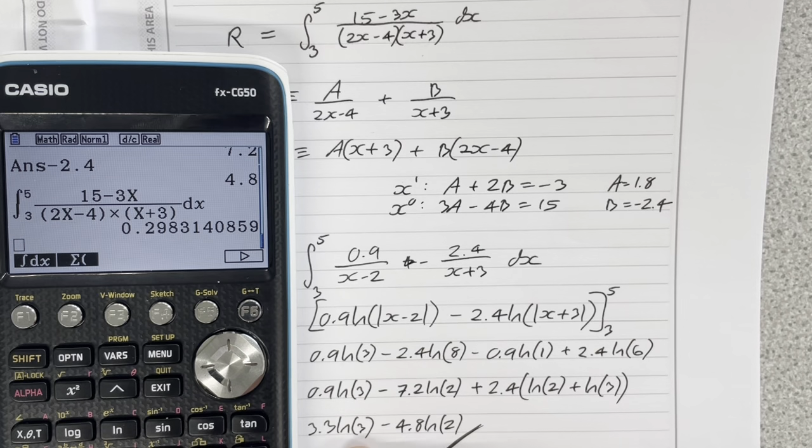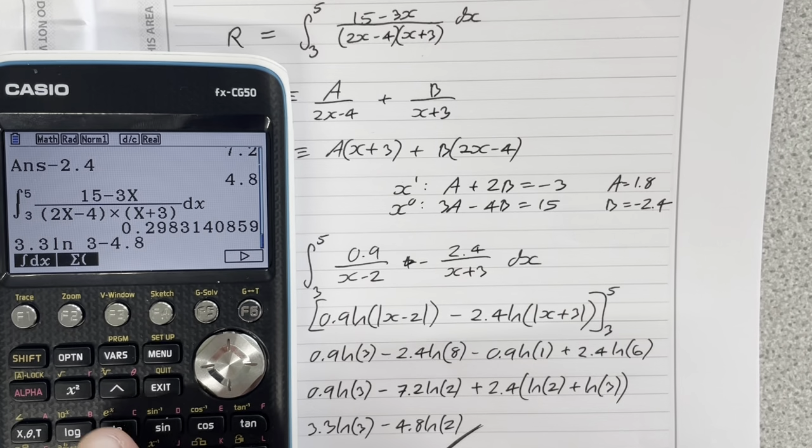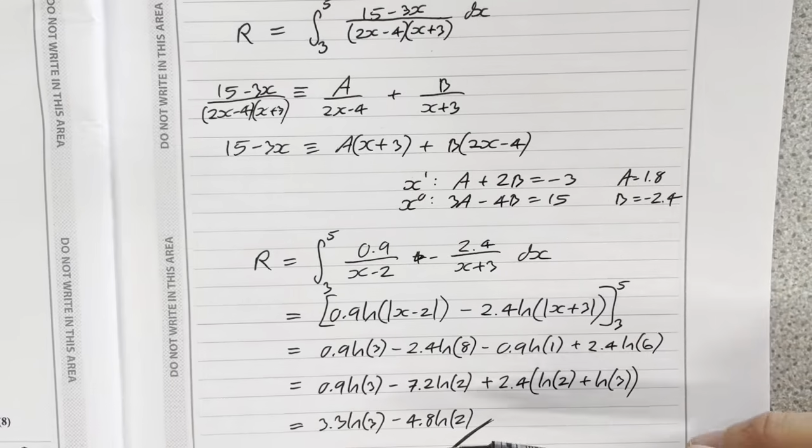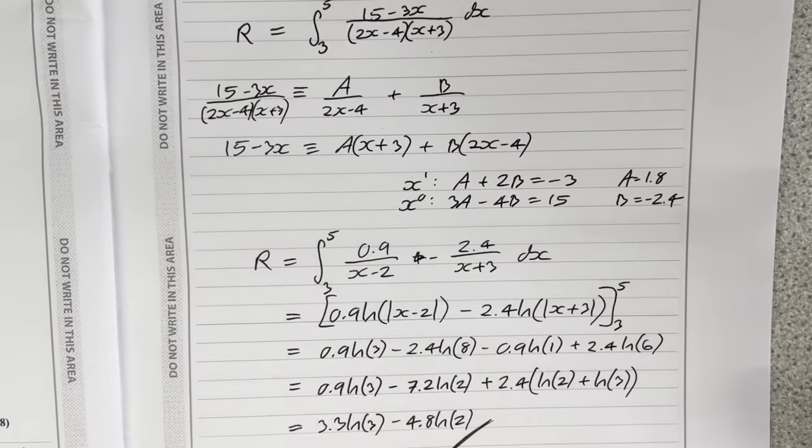So that's the integral. That's the answer. And if I plug in this number down here, that should be the same decimal. So 3.3 log 3 minus 4.8 log 2. Good. Okay, it's the same number. So I can now move on to the next question in full confidence that at working there is 8 marks for myself.